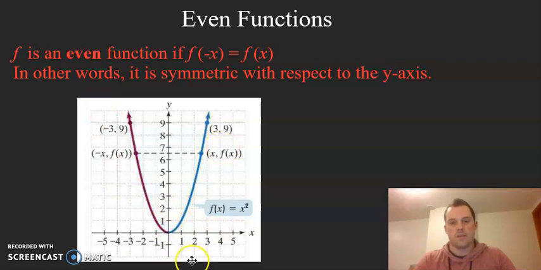So the most basic example is just a parabola, y equals x squared. Whether x is a positive 3 or negative 3, we're still going to get a positive 9 as our output. So this is symmetric with respect to the y-axis. So that's how we can think of it as far as the graph. And then for the equation, you have to think of your output being equal in regards to that.